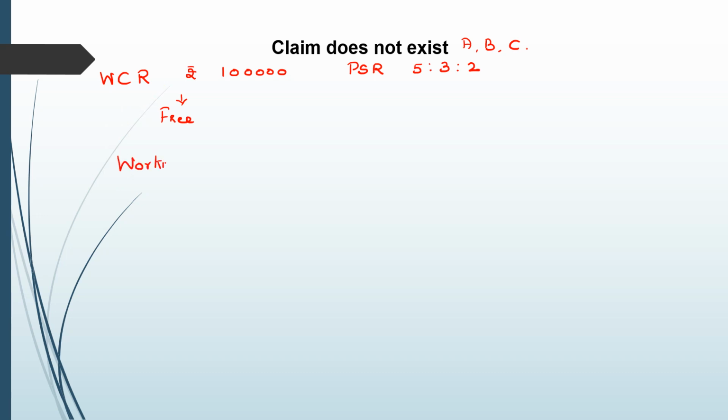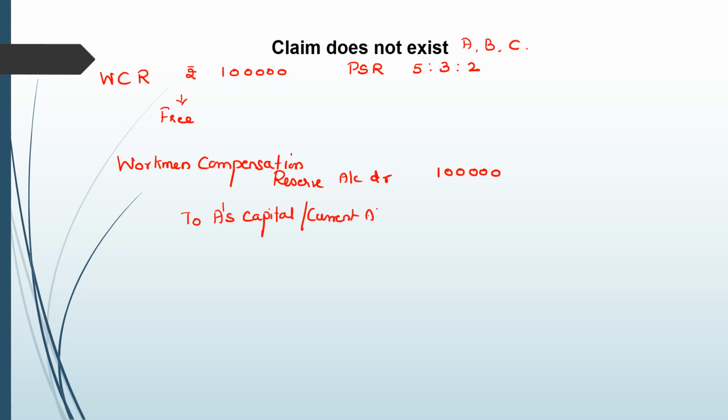Therefore, you debit Workmen Compensation Reserve account with the amount of 1 lakh. So with this debit, the Workmen Compensation Reserve account is getting closed. As it is free, you would distribute it amongst the partners. You would credit it to A's capital or current account, to B's capital or current account and to C's capital or current account. In what ratio? In their profit sharing ratio.